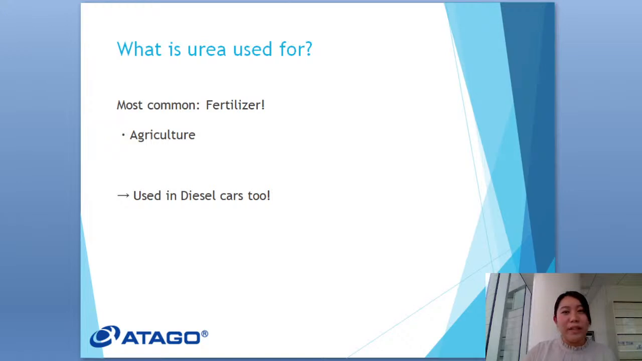So first, what is urea used for? Urea is commonly used as fertilizer, mainly in agriculture for vegetables and crops, but urea is used in diesel cars too.